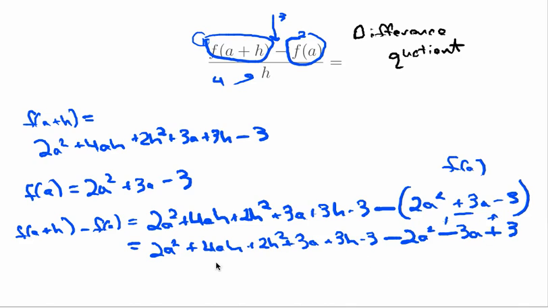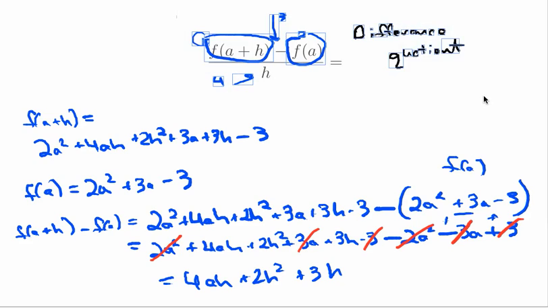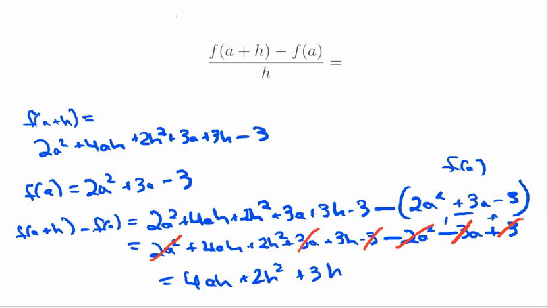Well, I see a lot of like terms I can cancel out. There's a 2a squared and a 2a squared that are added and subtracted. There's a 3a and a 3a that's added and subtracted, and same thing for this 3 here. So here's my result, not for the whole problem, because I still have to divide by h, but it's 4ah plus 2h squared plus 3h. And that's the numerator. If I can just delete all this stuff out, that's what this top part is equal to.